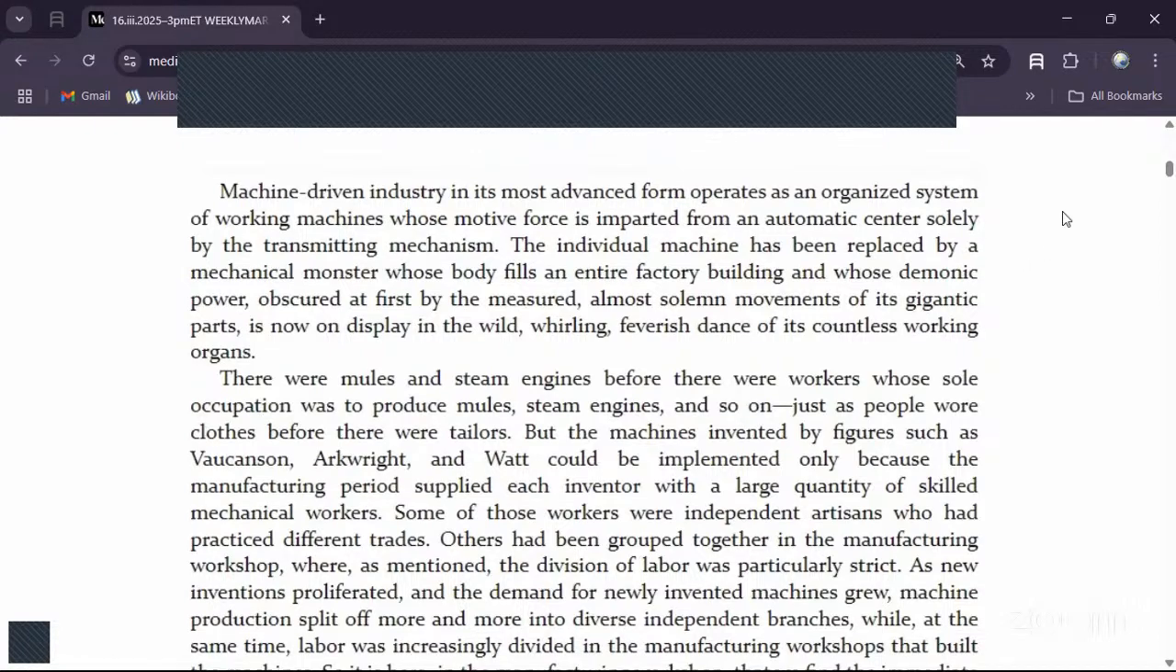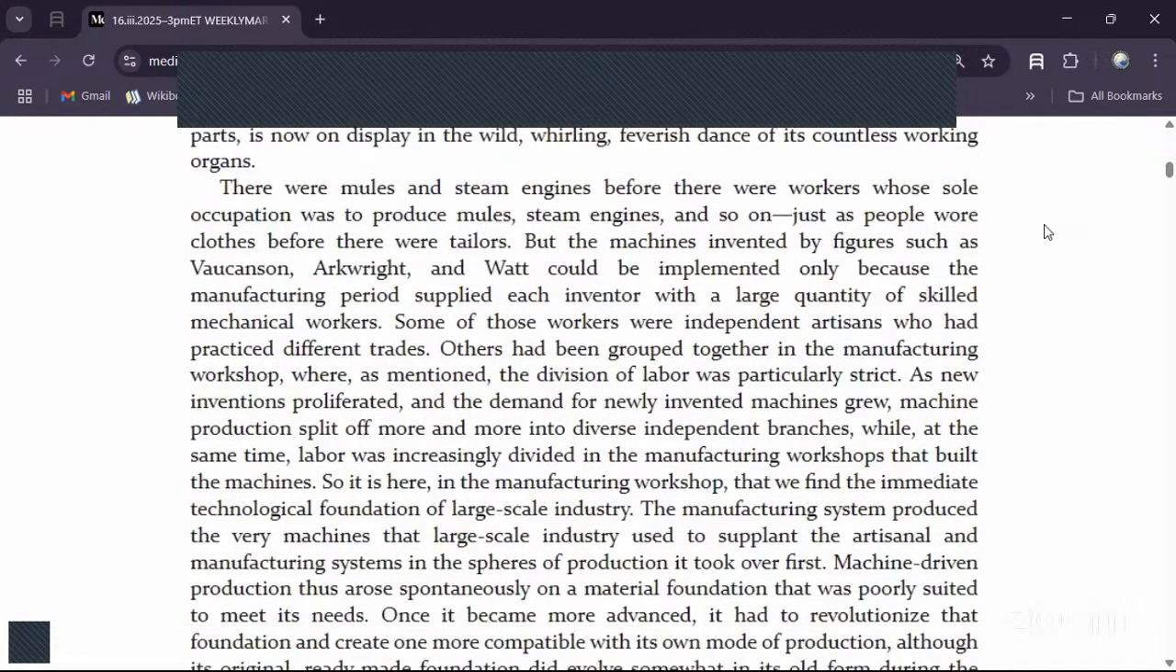There were mules and steam engines before there were workers whose sole occupation was to produce mules, steam engines, and so on, just as people wore clothes before there were tailors.